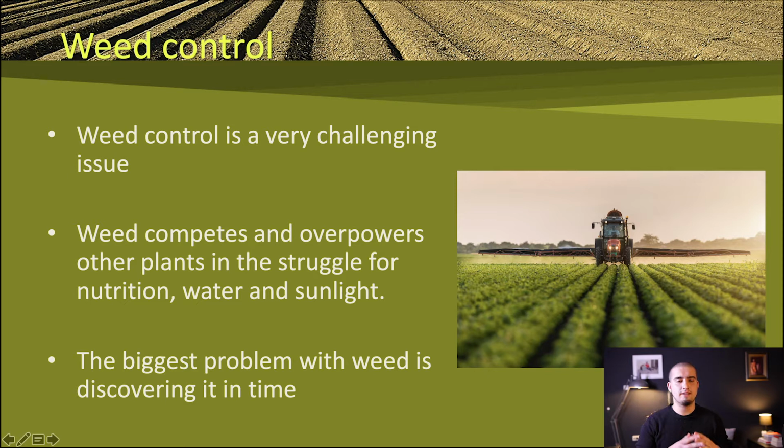So there are different methods of removing weed, but the commonality between all of them is time, finding the weed. The biggest problem is discovering it in time, for weed grows very fast and can do a lot of damage to the crop before farmers even have a chance to remove it.